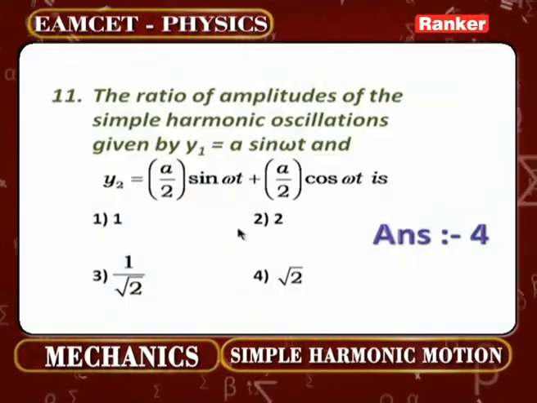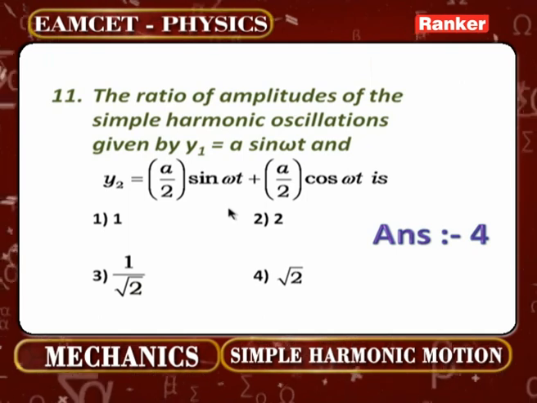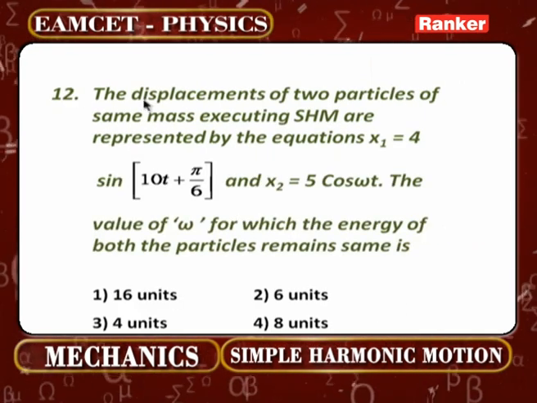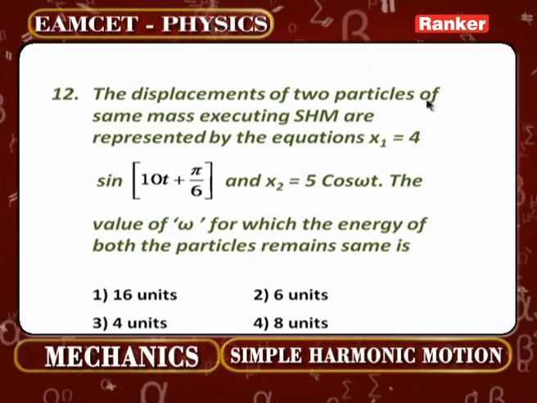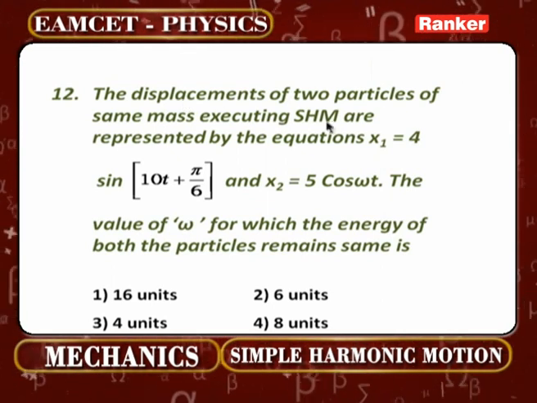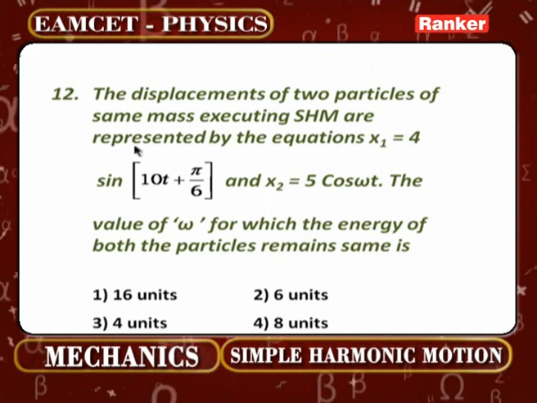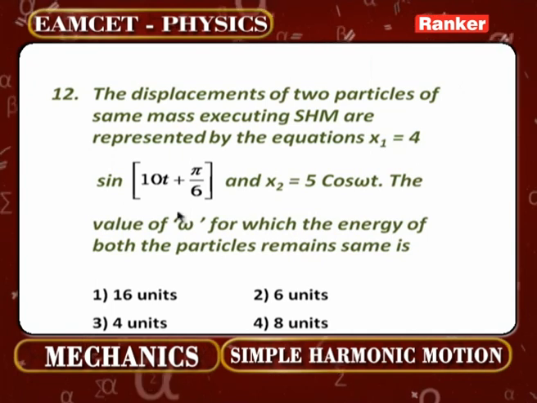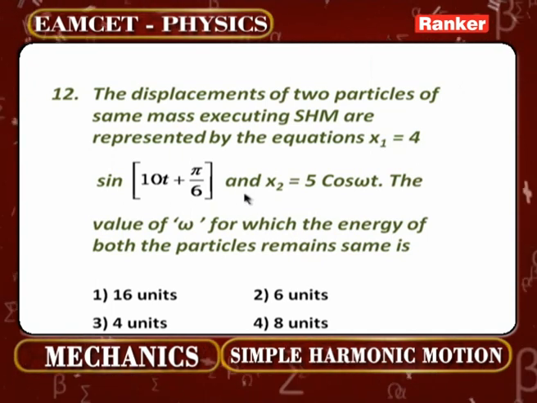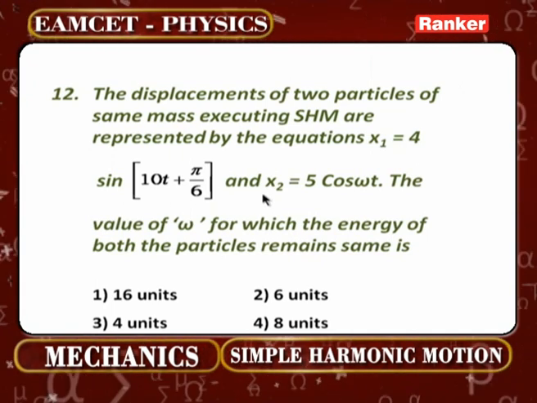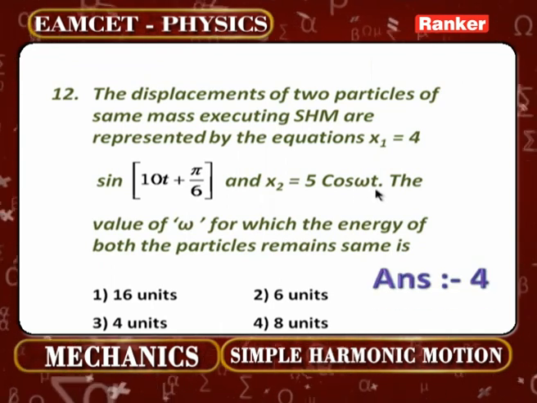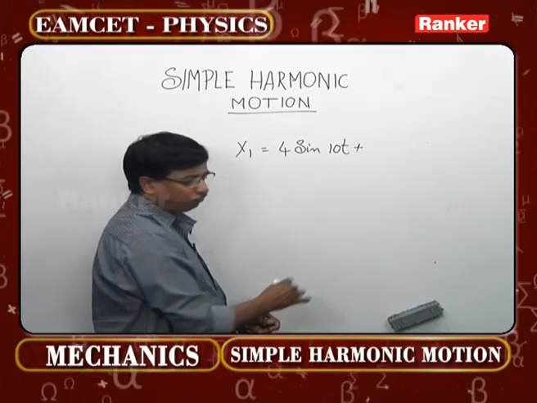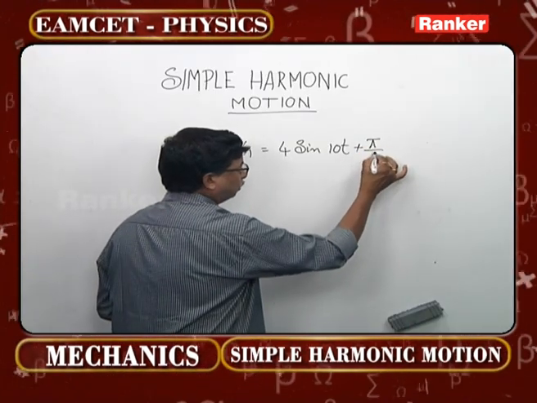Let us check the next number, that is problem number 12. What is the problem given? Once again, let us see. The displacements of two particles of the same mass executing simple harmonic motion are represented by the equations x1 is equal to 4 sin 10t plus pi by 6. Let us write that equation first. x1 is equal to 4 sin 10t plus pi by 6. That is actually the additional phase here.